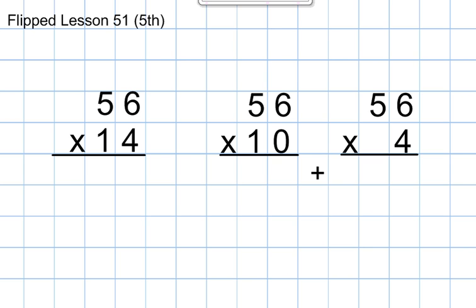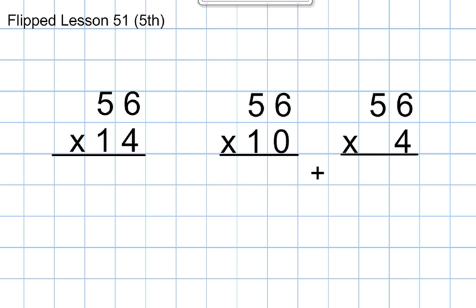Welcome to lesson 51 from 5th grade. Today we're looking at multiplying two-digit numbers. And if you look at the screen, you can see that I have the problem 56 times 14.